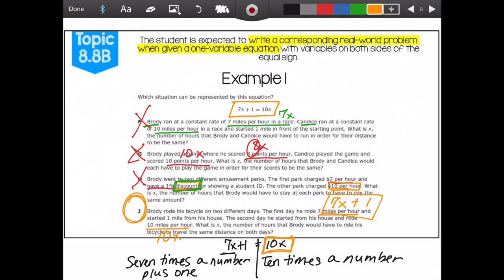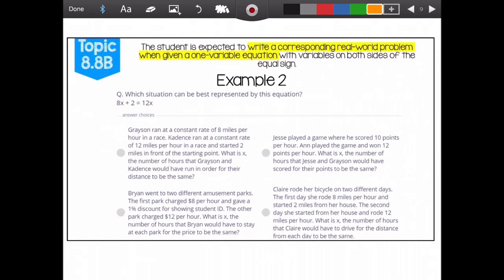So unfortunately, guys, there's no real trick to answering these questions. The best thing to do is just read each scenario. All right, let's look at example number 2. Which situation can be best represented by this equation? All right, so let's look at this equation. We have 8x plus 2 is equal to 12x.